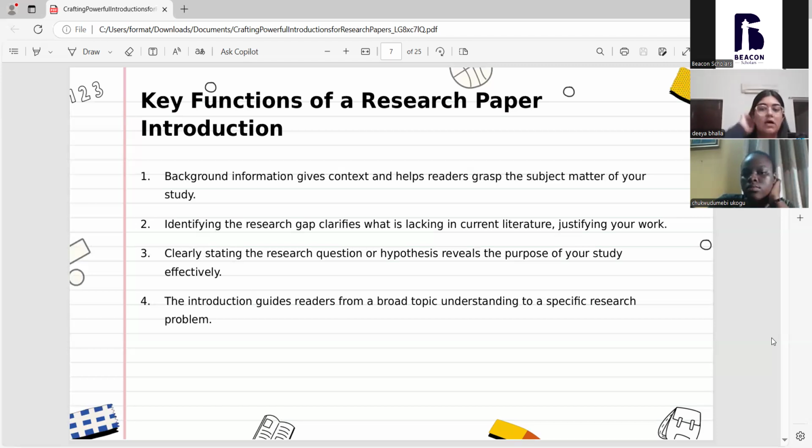I think I have a query. It's basically how do I state my research question or my hypothesis without actually writing it? I'm sorry, you asked about the research question, right? No, I'm asking, like you said in the introduction you have to write about the research question, but not actually mentioning it. So how do we do that?